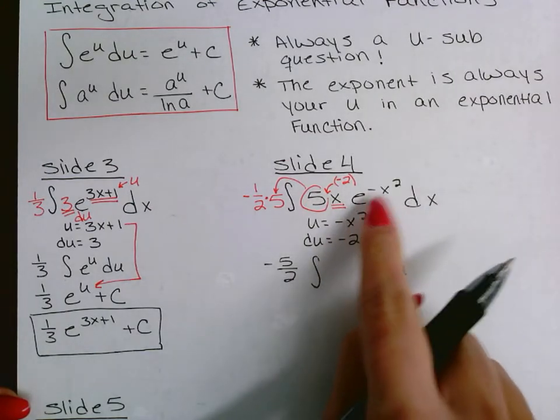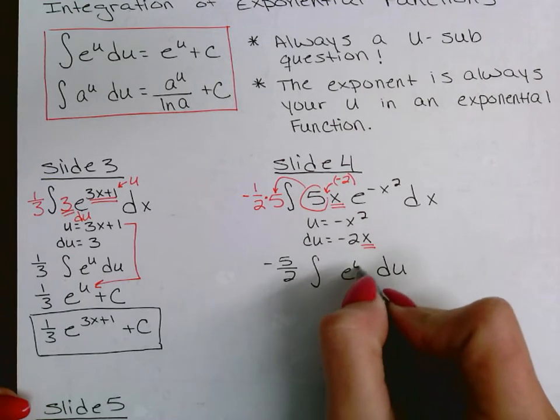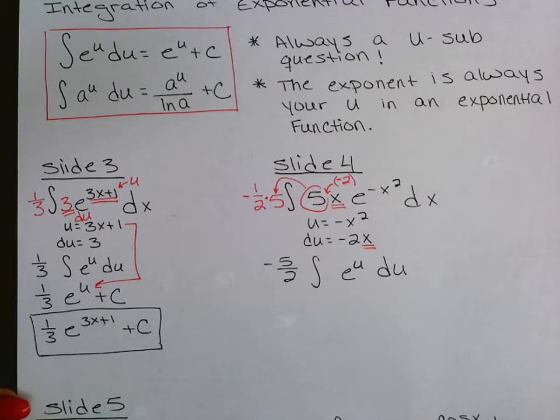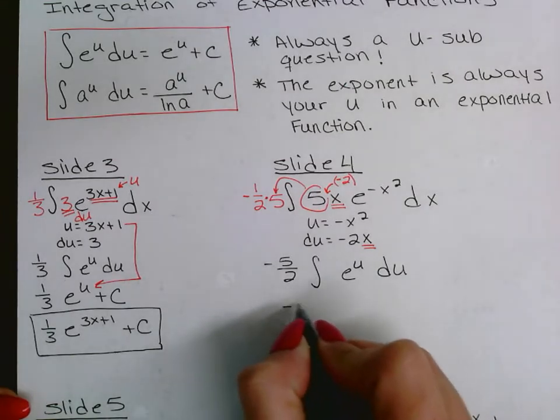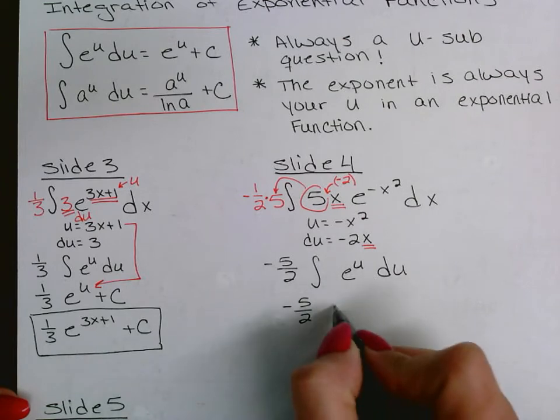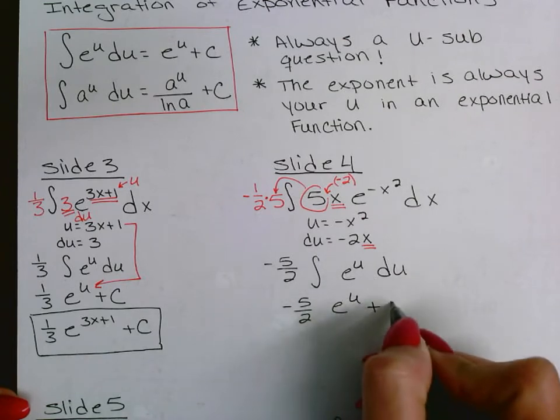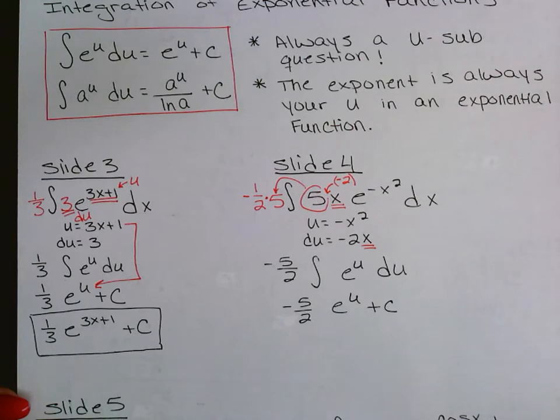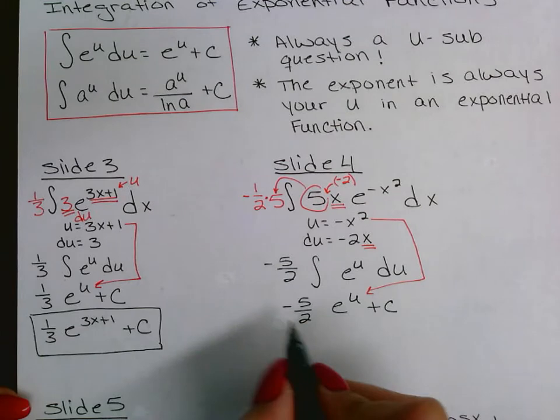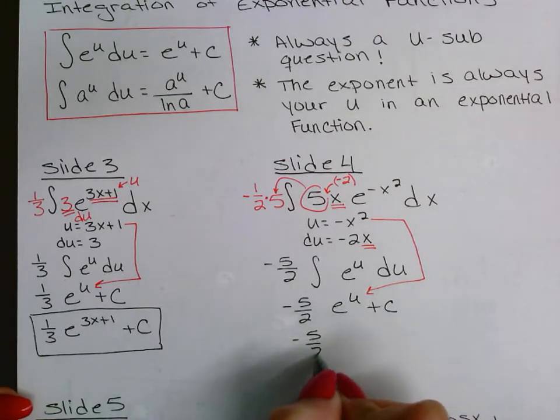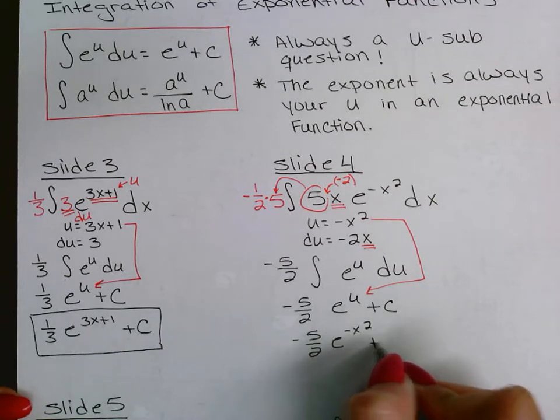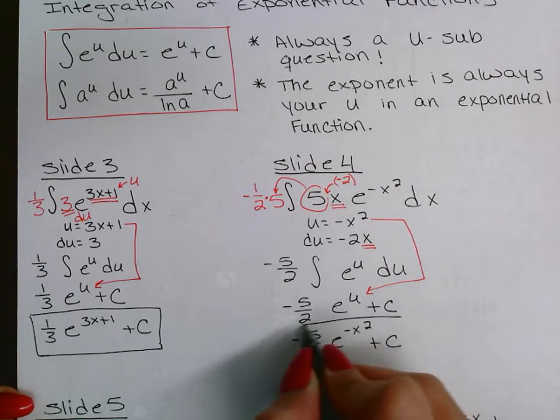And now I write e to the u. So again, if you did everything right, you should just have an integral of e to the u. Drop the negative 5 over 2. Antiderivative of e to the u is e to the u plus c. Bring down that u. And I have negative 5 over 2 e raised to negative x squared plus c. And you're done.